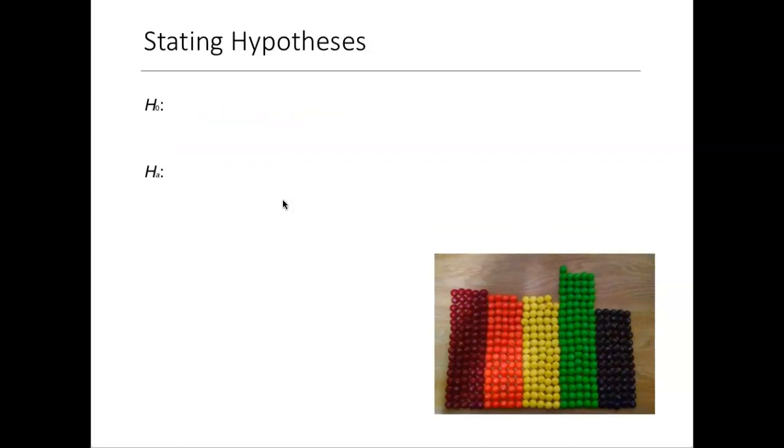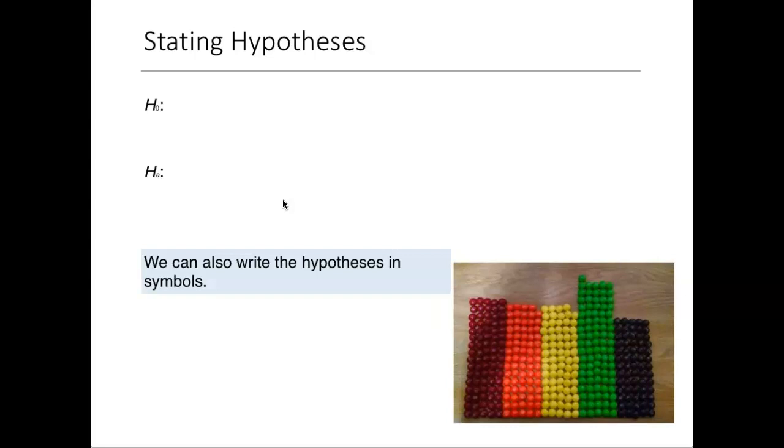Symbolically, what this would look like is this: you would just have to state each proportion. So I would go, what are the colors? Okay, so proportion red is 0.2. Proportion yellow is 0.2. Proportion green is 0.2. Proportion orange is 0.2 and proportion purple is 0.2.